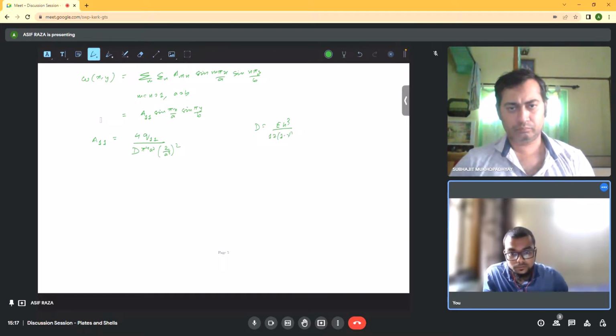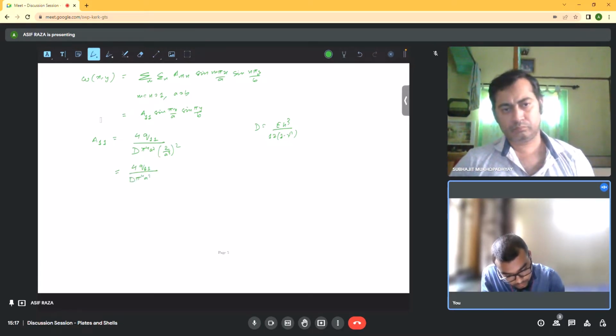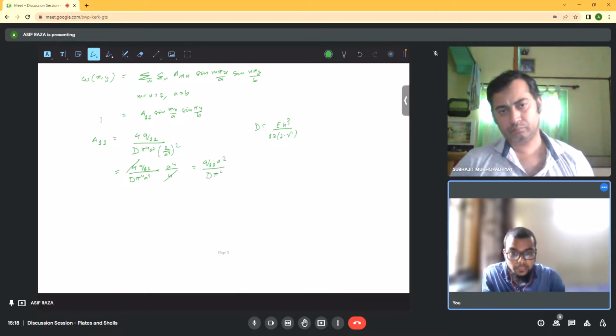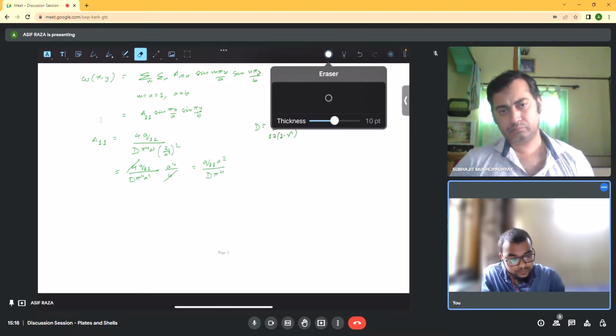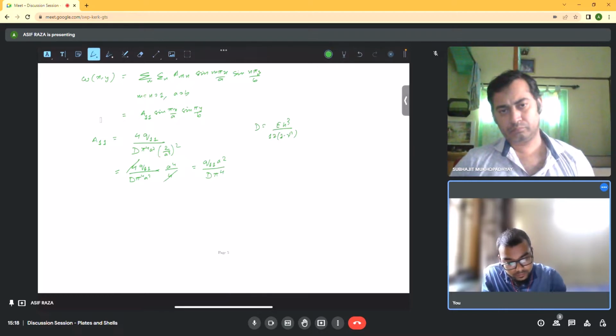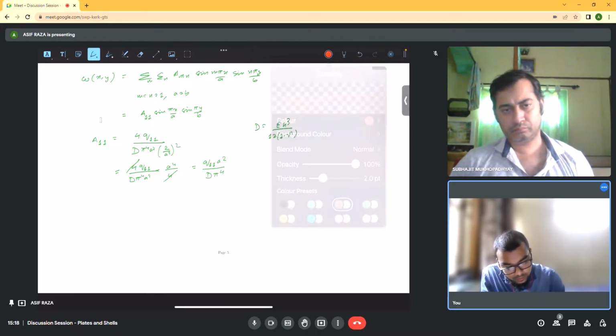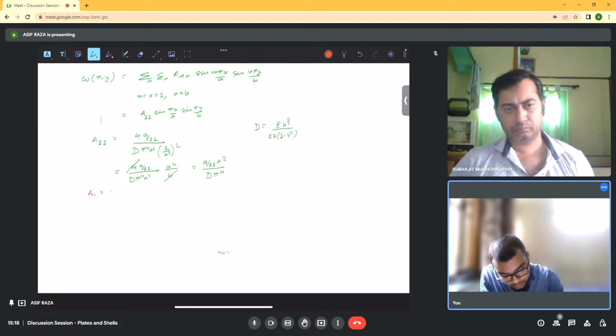Now, if we simplify this, what do we have? So Q11 a to the power 4 by D, 4 cancel out, this gives a square. So this is equal to Q11 a square by D pi to the power 5. So this is my A11. So A11 we have as Q11 a square by D by 4.